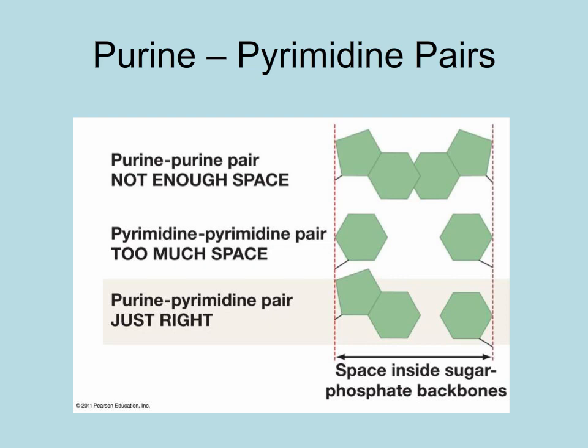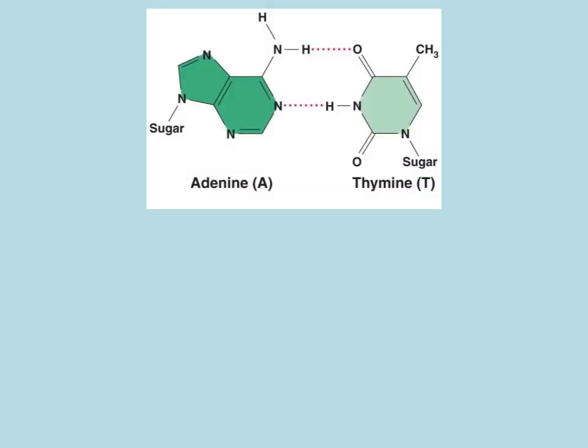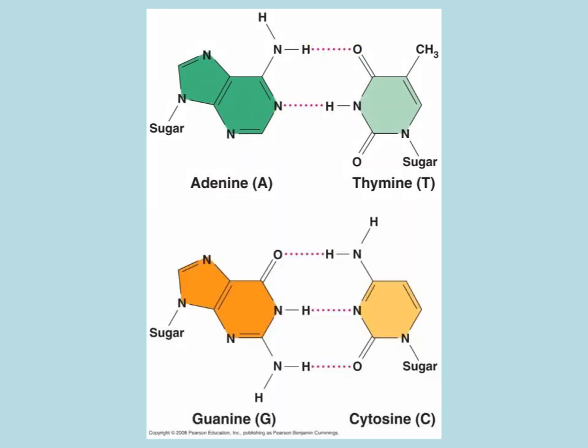And what are those bonds? Hydrogen bonds. But these are also specific. Adenine and thymine form 2 hydrogen bonds, while guanine and cytosine form 3. So an incorrect pairing would not form the correct number of hydrogen bonds, and it would have the wrong spacing.